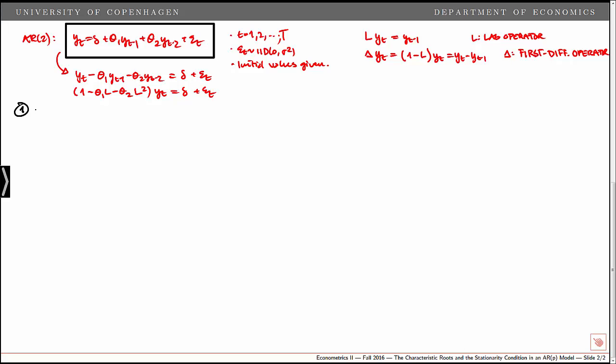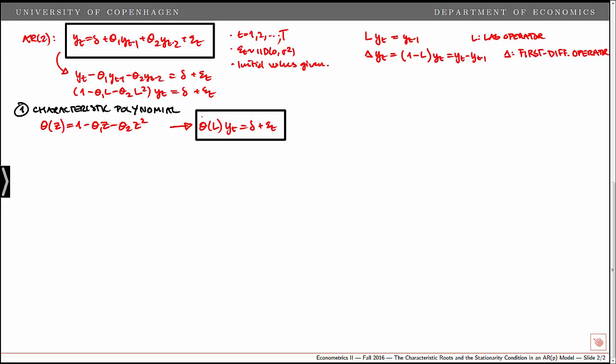Now let's define what we call the characteristic polynomial, given by theta of z, so this is a function of z, equal to 1 minus theta_1 z minus theta_2 z squared. We can use this to write the equation we had up here as theta, and instead of z we have L, the lag operator. We multiply that by y_t, and that is equal to the constant term plus epsilon_t.